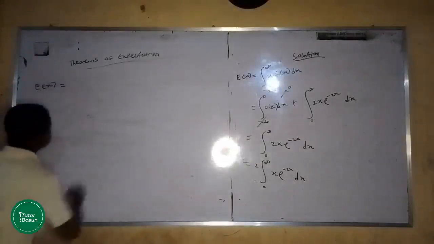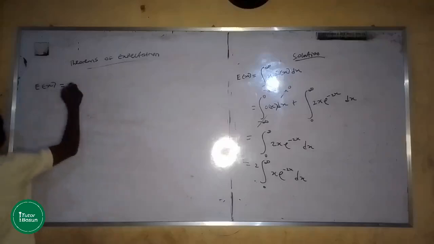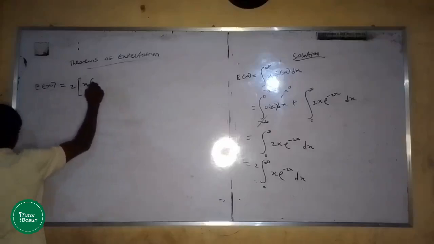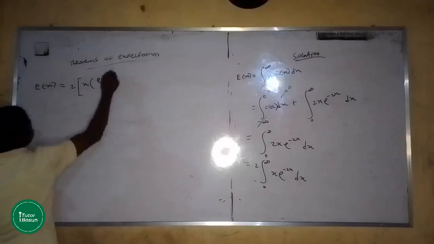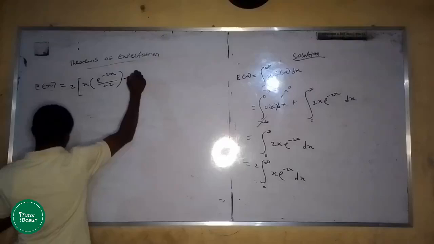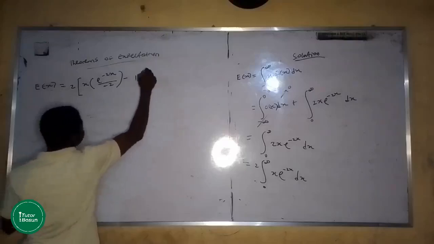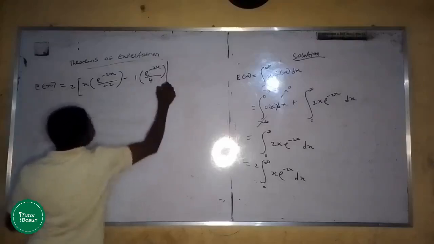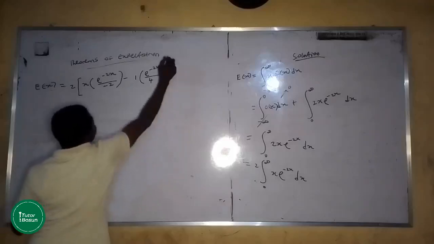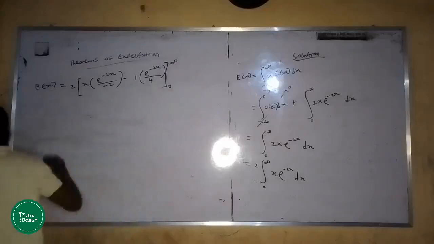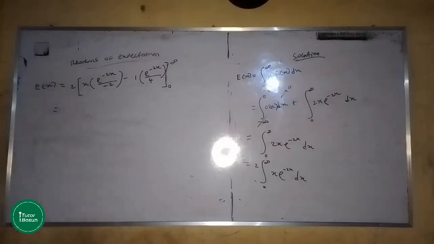So the expected value of x will finally become 2 times, x times exponential minus 2x over minus 2, minus 1 times exponential minus 2x over 4, from 0 to infinity. So let's introduce our boundary condition.